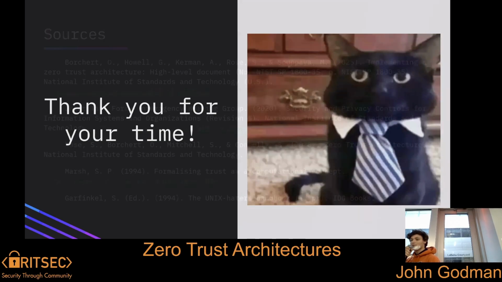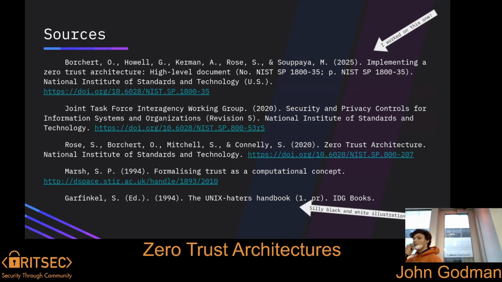So here are my sources. If you're interested, that first one is the one that I worked on with the NCCoE. A lot of the funny black and white illustrations came from the last one. So yeah, that's it.